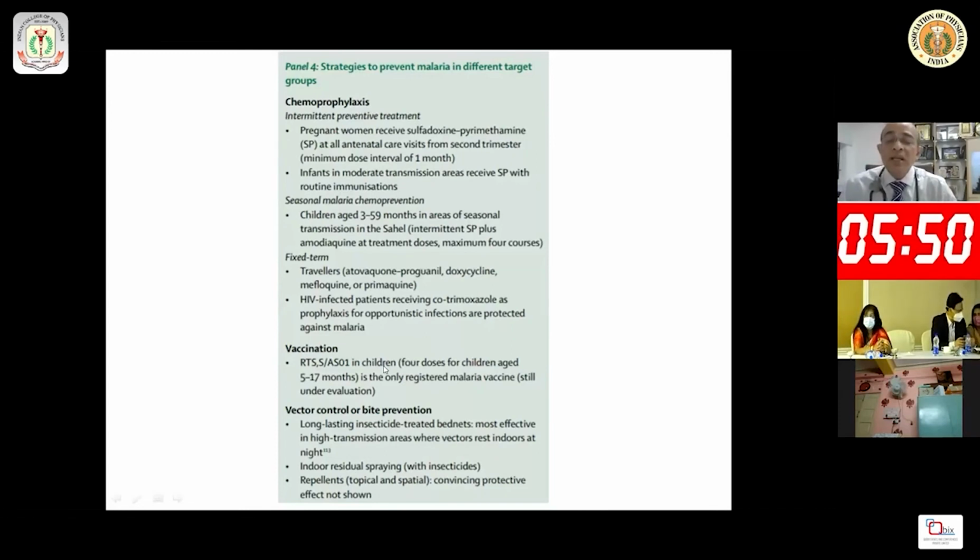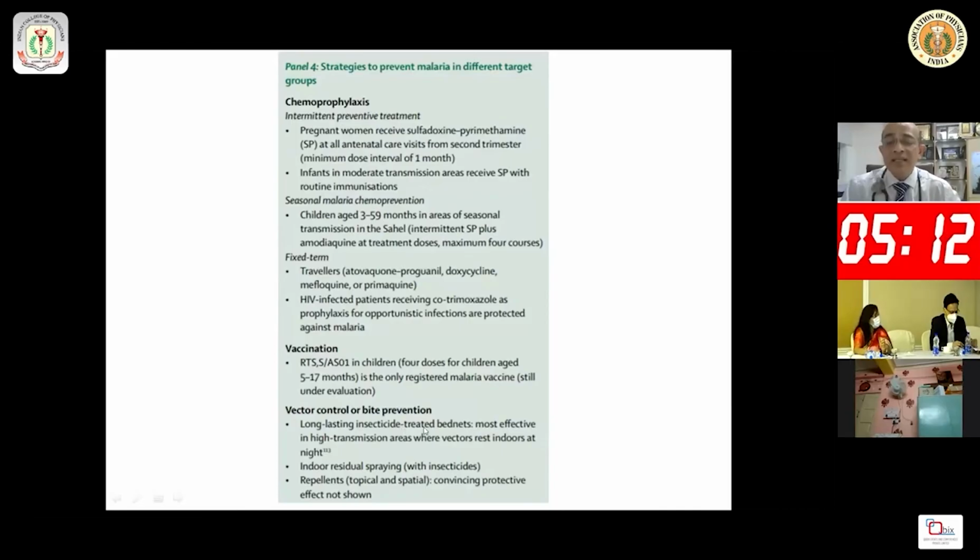It was also seen, surprisingly, that children later, after 3 to 4 years of vaccination, when they develop malaria, it could be a severe malaria; in other words, they had a higher propensity to develop malaria if they had received the vaccine earlier. For chemoprophylaxis in pregnant women, it is sulfadoxine pyrimethamine. Moderate transmission, again, sulfadoxine pyrimethamine. Doxycycline can be used. For travelers, what is recommended is atovaquone proguanil, which is unfortunately not available in India, doxy or mefloquine or even primaquine.